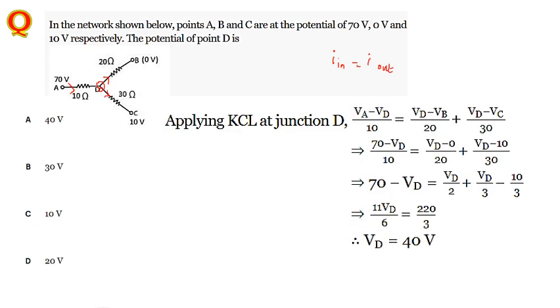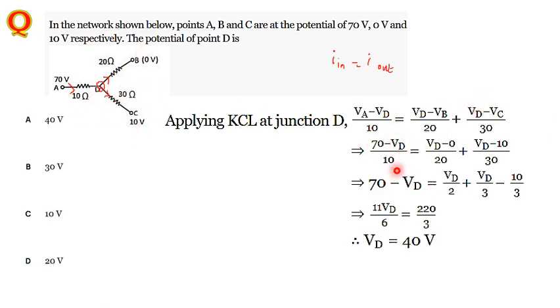According to KVL, what you are going to have here is VAD. The current entering towards inside here, according to Ohm's law, V is equal to IR, so I is equal to V by R, where V is the potential difference on either side. Here, VA minus VD divided by R, which is 10. Similar concept here: VD minus VB divided by 20 and VD minus VC divided by 30.